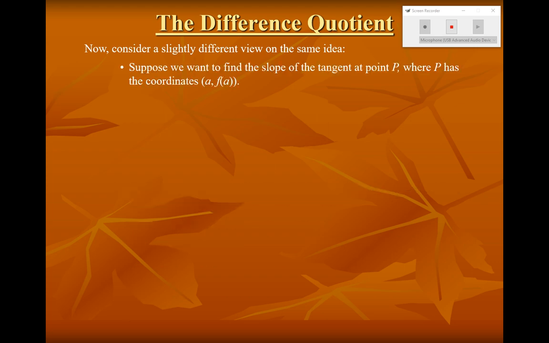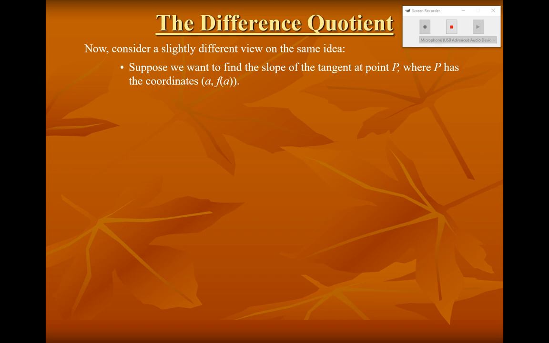Suppose we want to find the slope of a tangent at a point P which has coordinates a comma f at a. Don't let the f at a confuse you. All that's saying is once Mr. Todd gives me the a, which is like 2 or like 7, if you want the y value, just sub it in to get the y value.